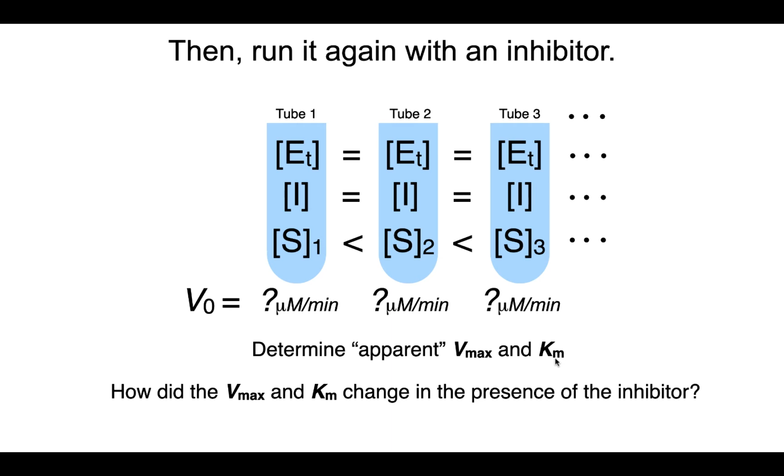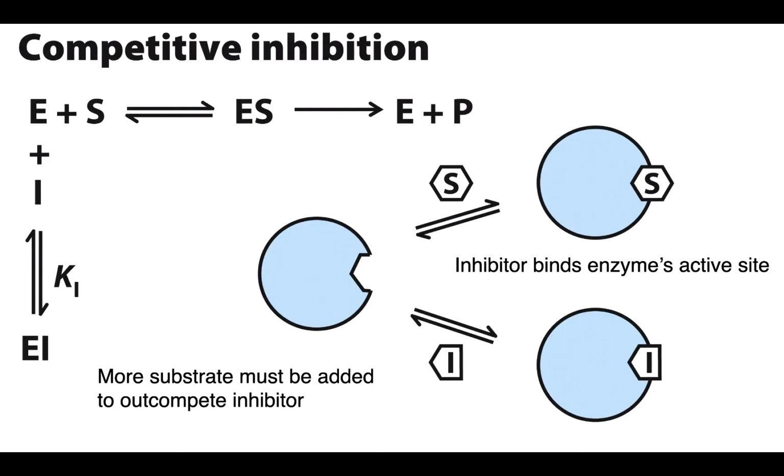That's why we call it the apparent Vmax and the apparent Km. It's not the inherent Km or Vmax of the enzyme. It's how the Vmax and Km are changed in the presence of the inhibitor. And how that Vmax is changed and how that Km is changed will allow us to determine what type of inhibitor we're looking at. So there are three types of reversible enzyme inhibitors that we're going to discuss. And the first, and maybe the simplest, the easiest to understand, is called a competitive inhibitor or competitive inhibition.